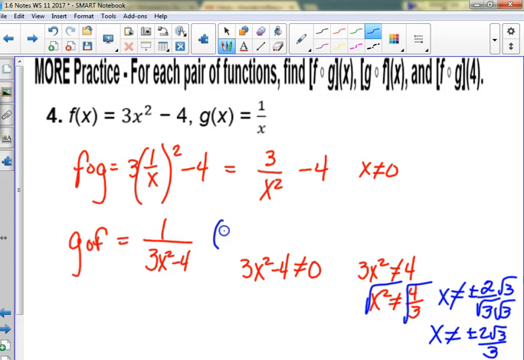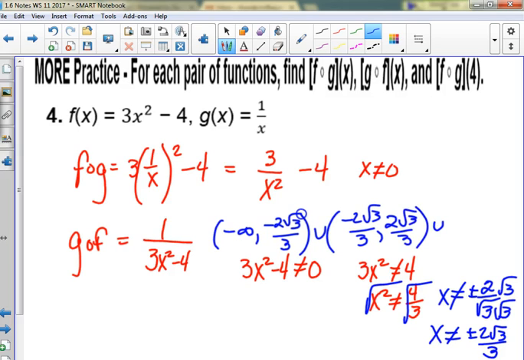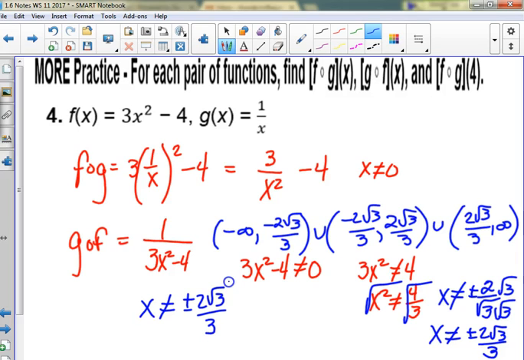Would you like me to write it in interval notation? Yeah. I am really good with cannot equal plus or minus 2 square root of 3 over 3. But unfortunately, you do have to have the plus and the minus, and you need to rationalize it. Okay. We're not done, are we? What do they want us to do?